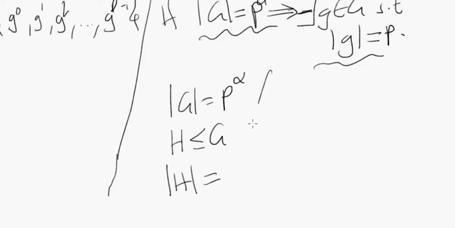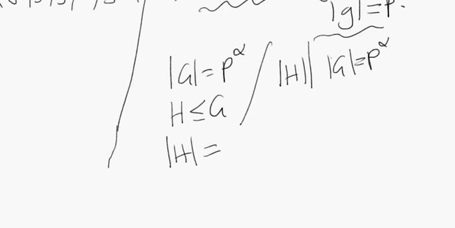What does Lagrange's theorem tell us? First of all, is G finite? If the order of G is p to the alpha, some prime power, can we conclude that G is finite? If G is finite and H is a subgroup of G, what does Lagrange's theorem tell us? Does it tell us that the order of H must divide the order of G?